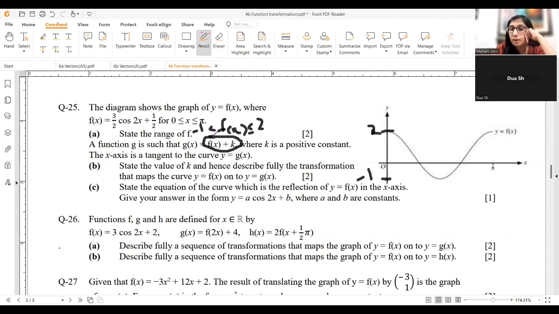So if the current graph that you see on the screen goes up certain units and now the dip becomes tangent to the x-axis, that means it went 1 unit up, right? So then what's the value of k? The value of k will be 1, because when this graph is pushed 1 unit up, only then it becomes tangent to the x-axis. Okay, so the value of k is 1.